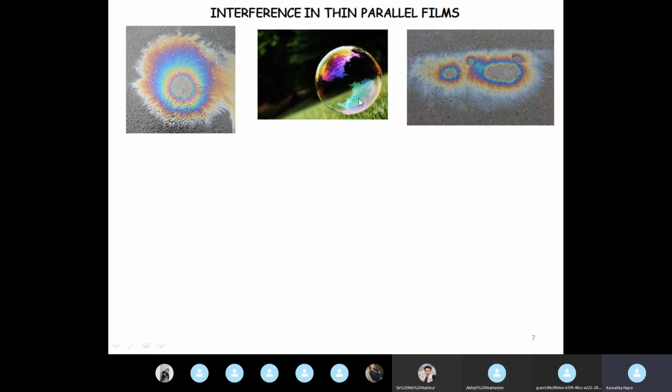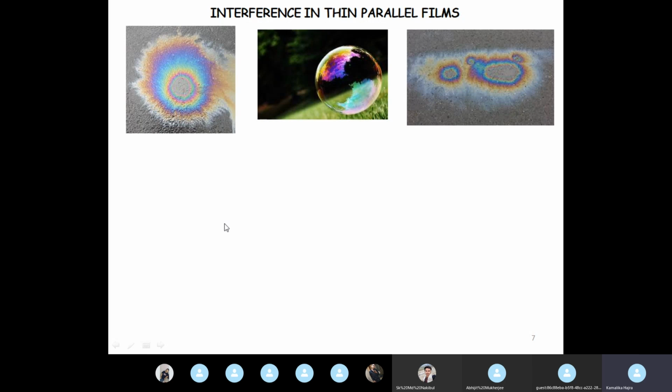দেখেছো? This is a bubble, a very beautiful picture taken from the internet. When you look at these bubbles from different angles, you can see these colors formed on them. So basically all these beautiful pictures are the result of a very practical interference phenomenon, that is, interference in thin parallel films. All right.